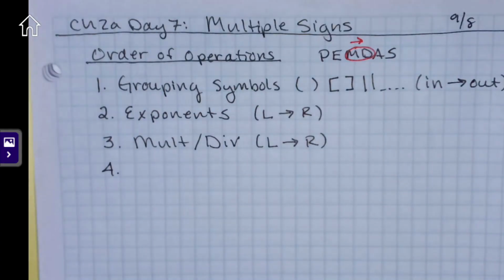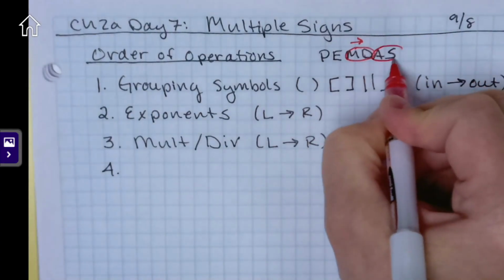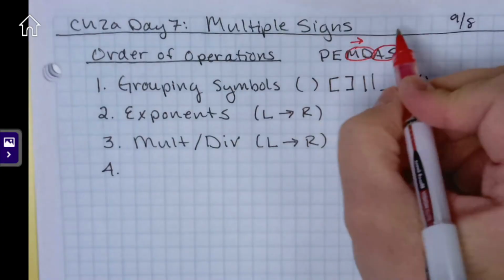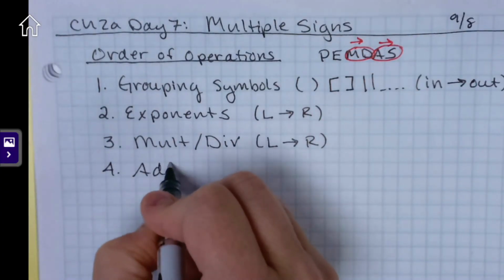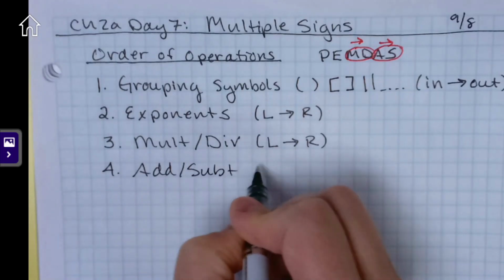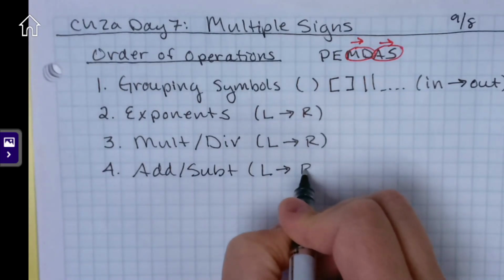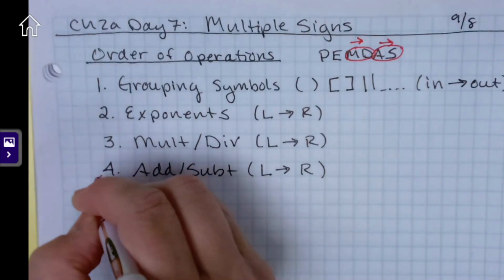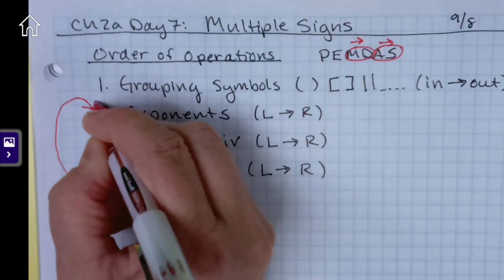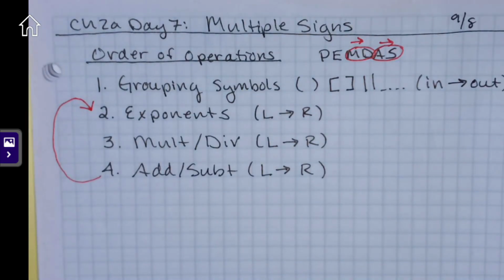The last step is the same. The add, subtract step is actually the same step. It just goes from left to right. So last step should always be the add, subtract from left to right. If you get rid of grouping symbols, then you start the steps over with all the stuff that's outside of the grouping symbols.